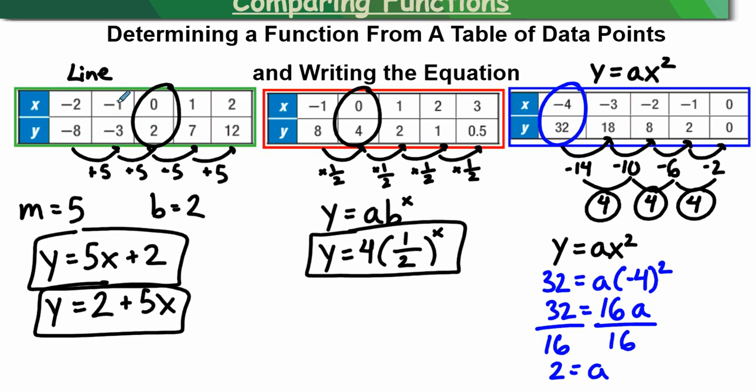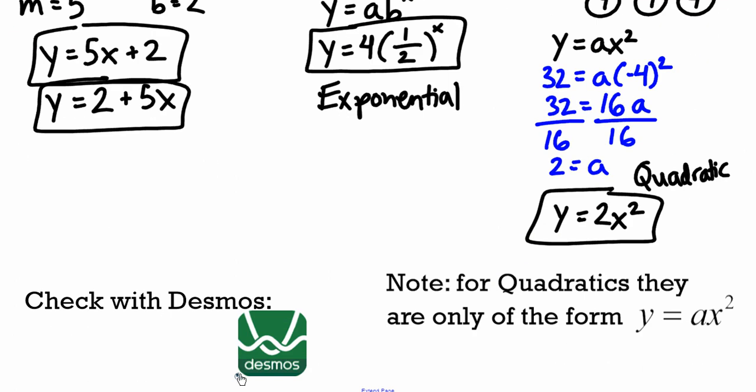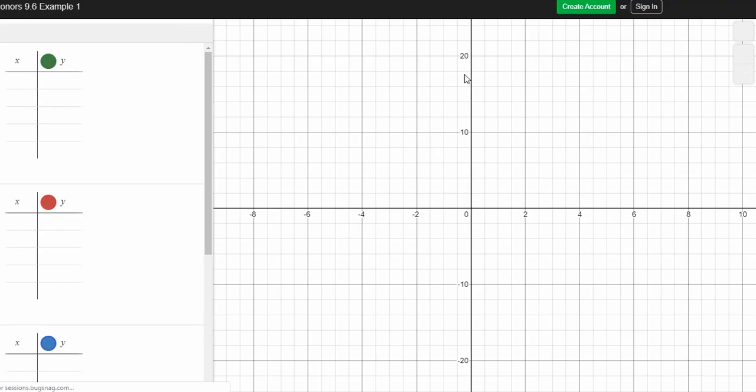So this one was a line. This one was an exponential because it was repeatedly multiplying by a half, or dividing by 2, you could say. This last one is a quadratic. You have to go down 2 levels in order to see the common difference for a quadratic. You could use Desmos to check if you'd like as well.